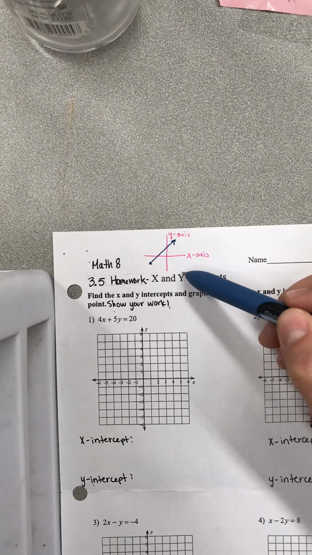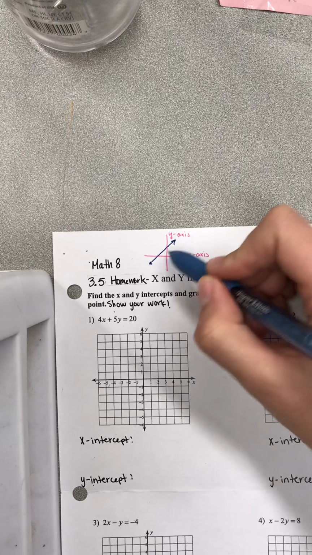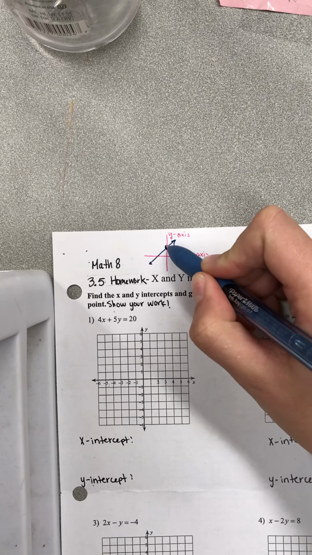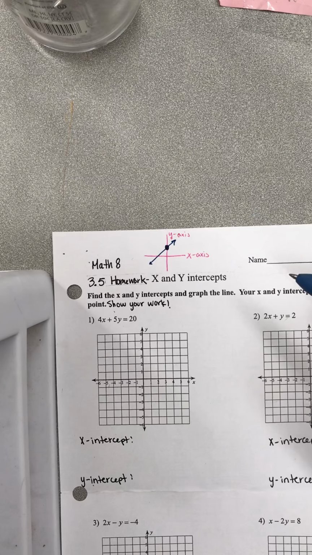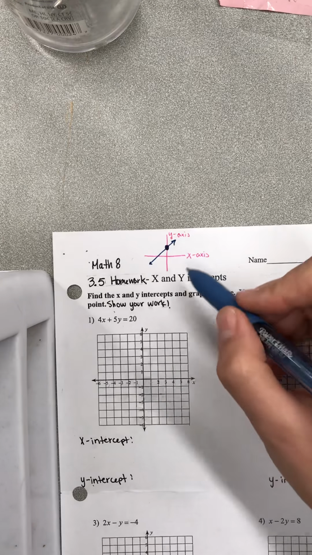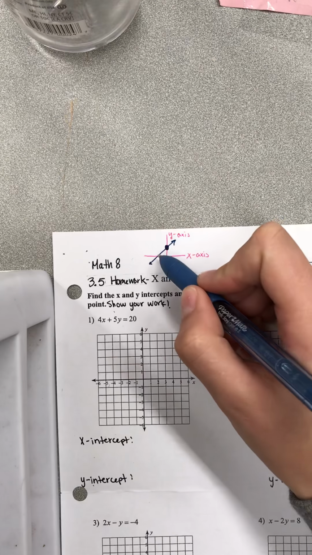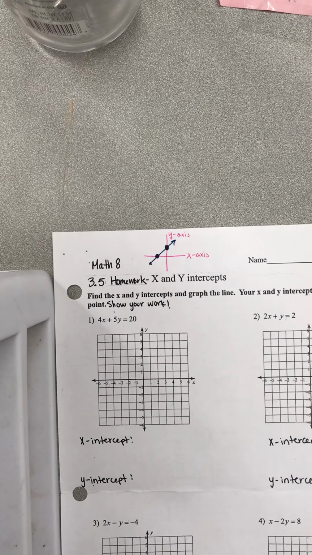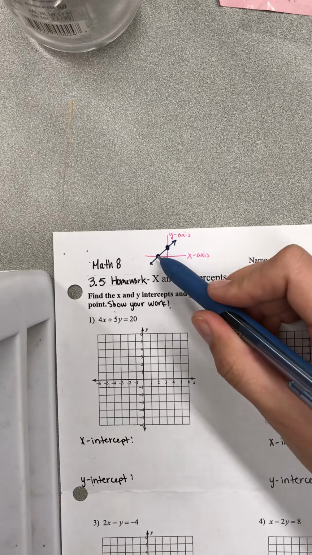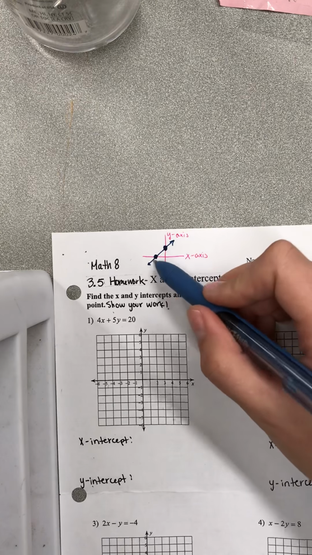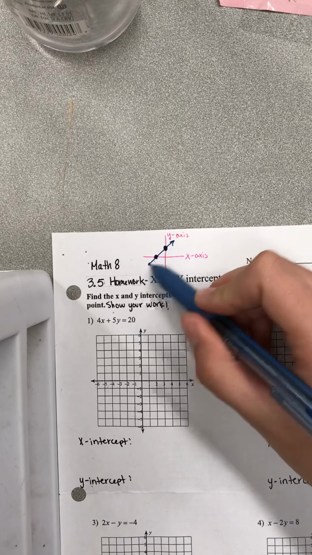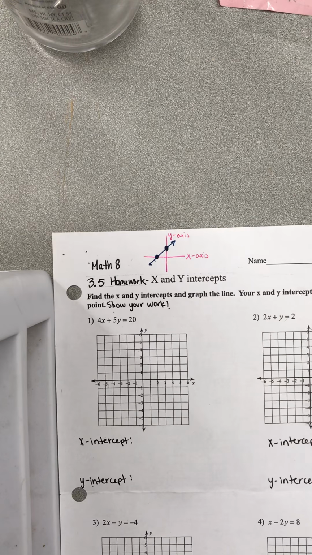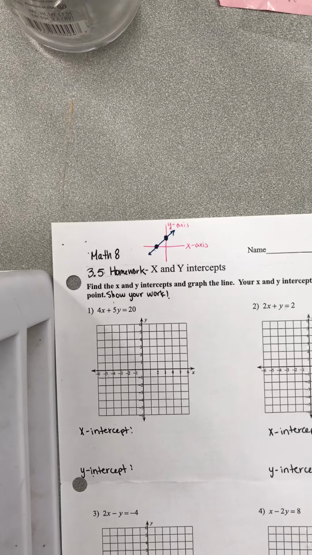A y-intercept is where your line crosses the y-axis. So it would be that point on the line right there. Whereas your x-intercept is where your line intersects the x-axis, which is where I just put the dot there. When you graph your x and y intercepts, you only need those two dots, and then you can go ahead and connect the line together.